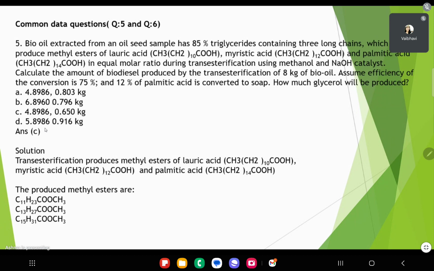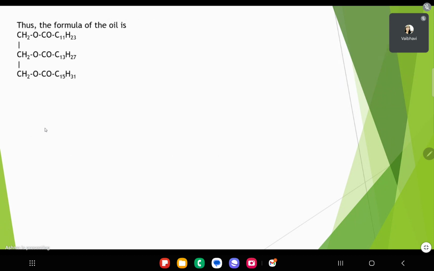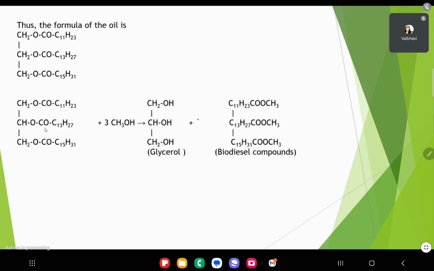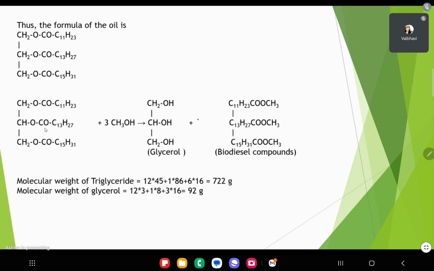So lauric, myristic, and palmitic acid will give us this algal oil, and this algal oil is reacted with methanol in the presence of NaOH to produce glycerol and the biodiesel product. So this is the transesterification step. So we have the triglyceride.